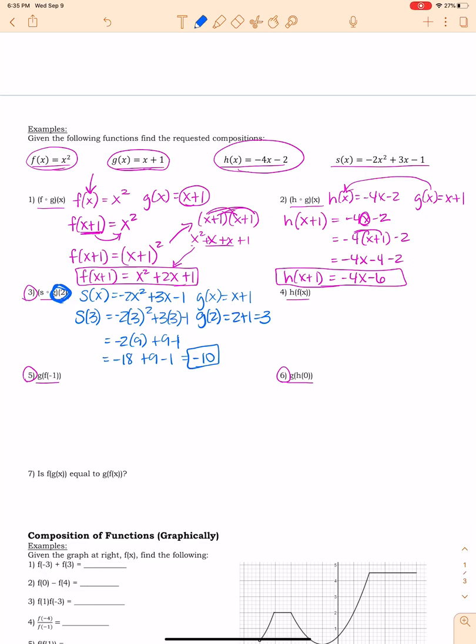All right, so this video is not too terribly long, so we'll keep going. So h of x is negative 4x minus 2. F of x is x squared. So I want h of f of x, so I'm going to replace this x with f of x. So I've got h of x squared. In my equation now, I'm going to replace the x with x squared. And I'm going to distribute my negative 4. So that's h of f of x.